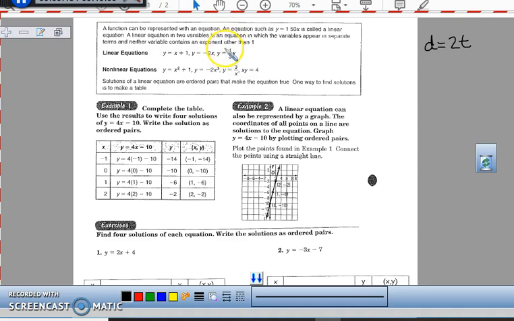So a linear equation in two variables is an equation in which the variables appear in separate terms and neither variable contains an exponent other than 1. So you can't have x squared or x to the third power. You have to have just a plain x. So this one has just x plus 1. There is a number in front of that. That number would be a 1, right? So if there was a number, it would be a 1.